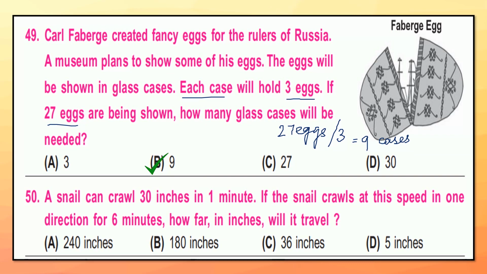A snail can crawl 30 inches in 1 minute. 1 minute, 30 inches. So 6 minutes, it would have crawled 30 into 6. That is a total of 180 inches. So the correct answer is option B, 180 inches.